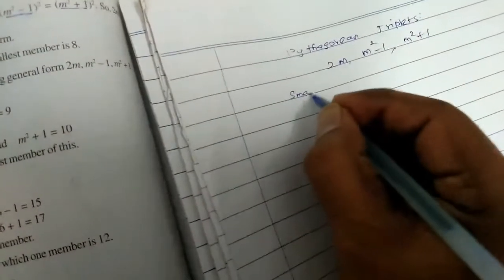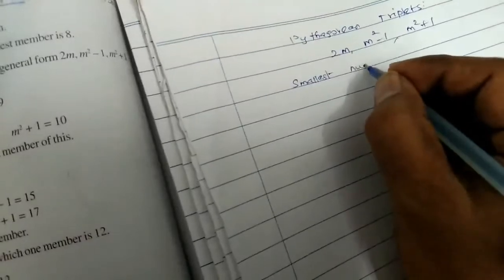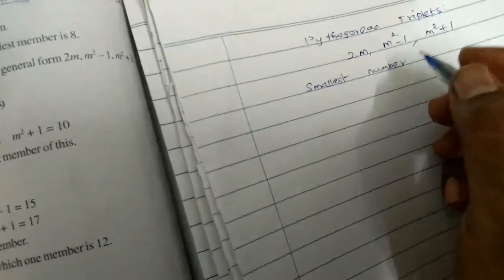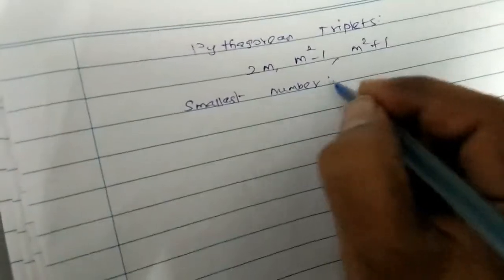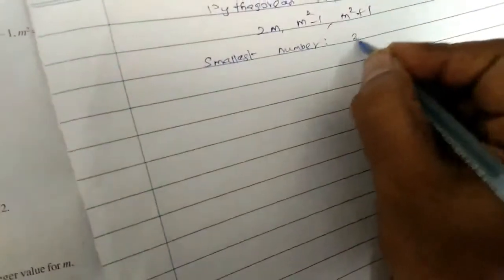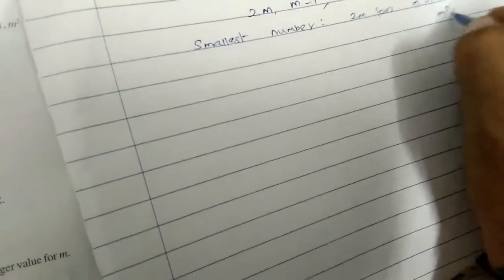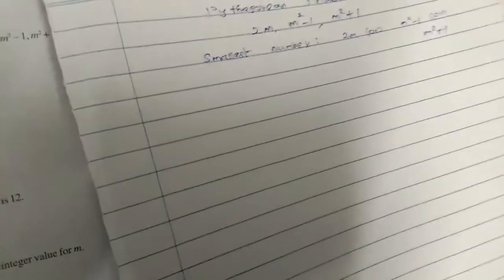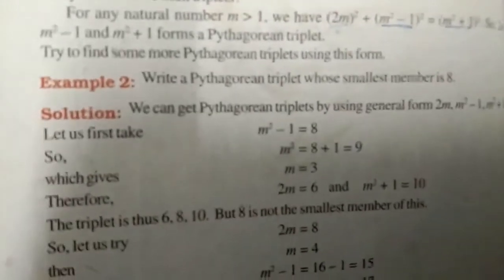So now, consider the smallest number as 2m or m squared minus 1 or m squared plus 1. It depends upon the number. So for that, suppose we find the Pythagorean triplet of the number 8.